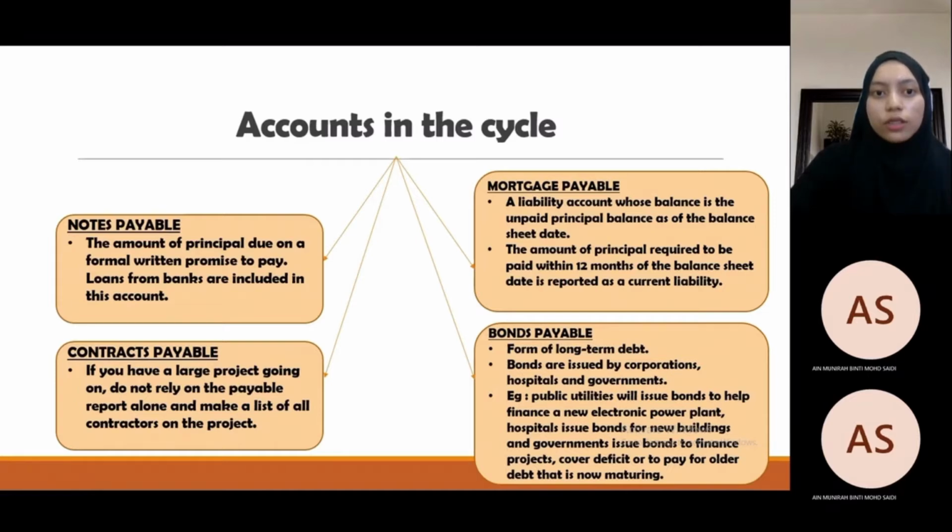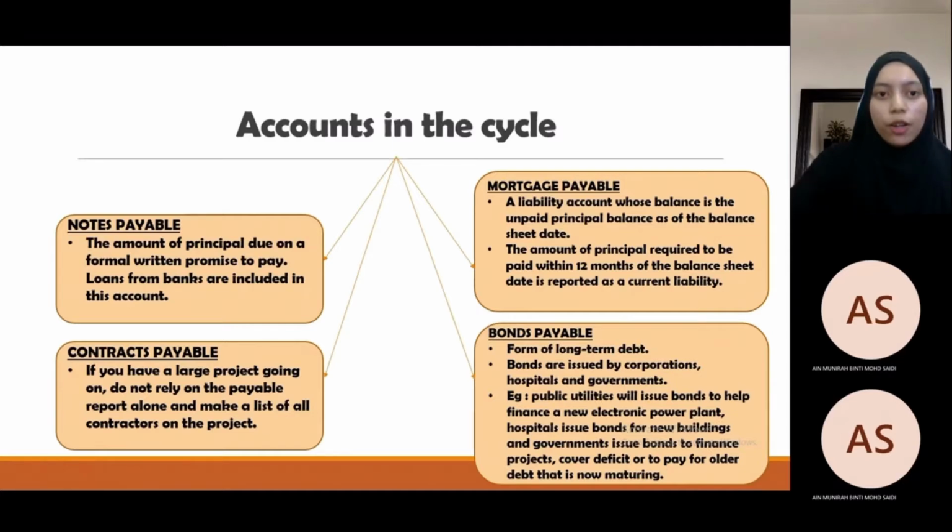Second, for contract payable, it means if you have a large project going on, do not rely on the payable report alone and make a list of all contractors on the project. You also need to check in writing with each vendor because the payments are large. So if you miss one, it could result in a material audit adjustment. Next is mortgage payable or loan if we buy a property. It is a liability account whose balance is the unpaid principal balance as of the balance sheet date. A current liability is the amount of principal required to be paid within 12 months of the balance sheet date.